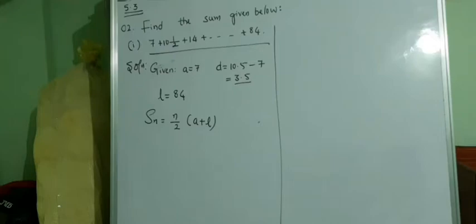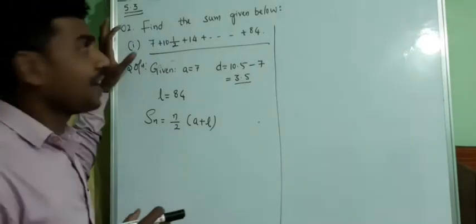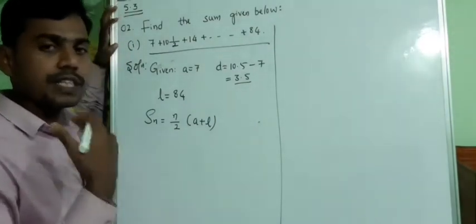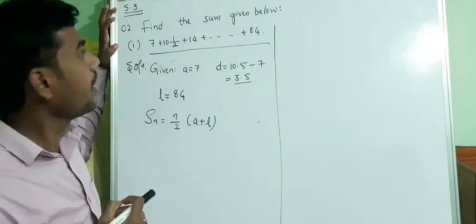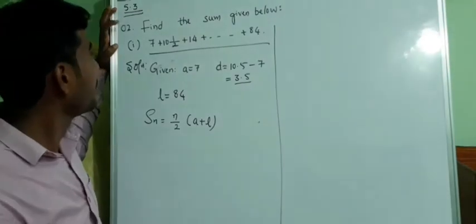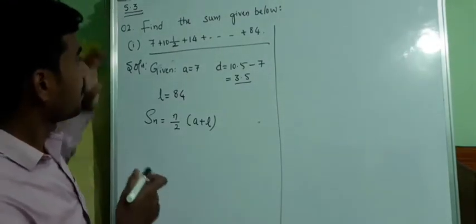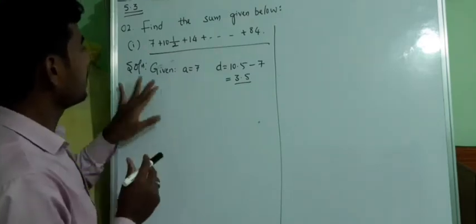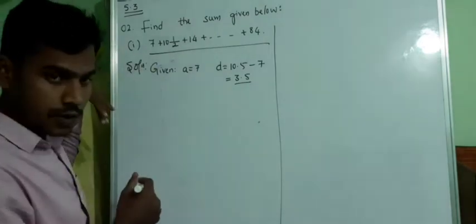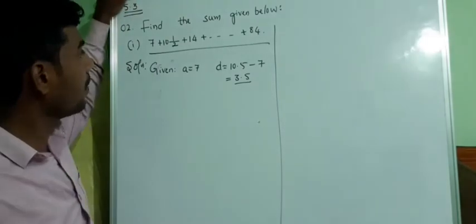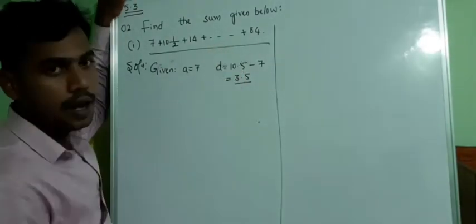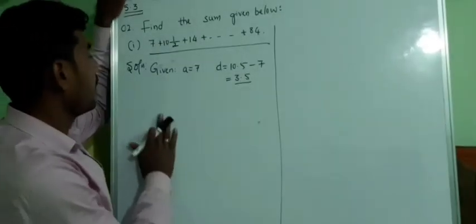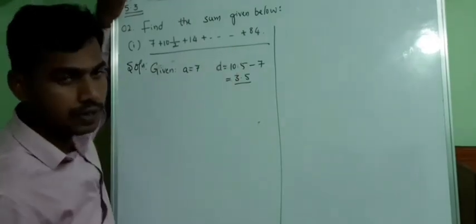Dear students, we'll continue with exercise 5.3. I am going to continue with the second main. The first main I have already covered in the introduction part 2. So we'll continue with this. The second main, first sub question, is 7 plus 10 and a half plus 14 plus, till 84. We are talking about the arithmetic progression.